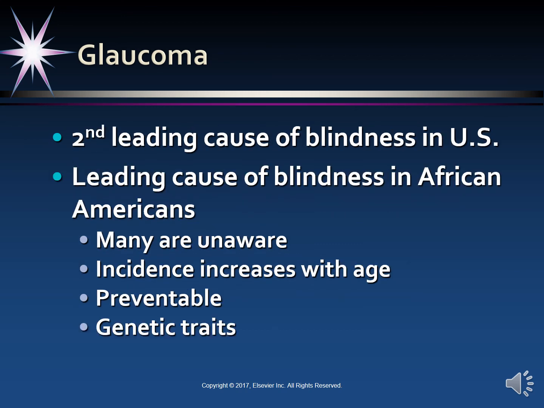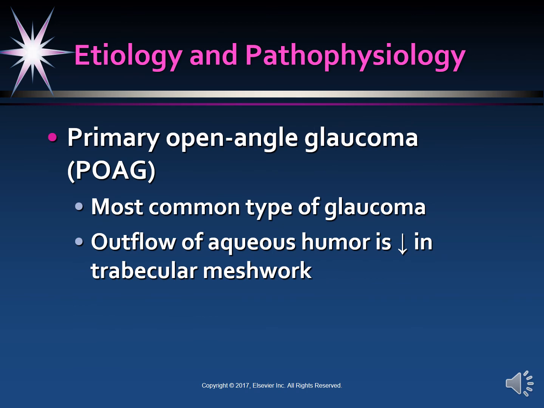So risk factors are increased age and African Americans. It's more common. Family history. Glaucoma is viewed as preventable with regular eye exams, which really should start at age 40, if not earlier. There's two different kinds of glaucoma. So primary open-angle glaucoma, which is the most common.